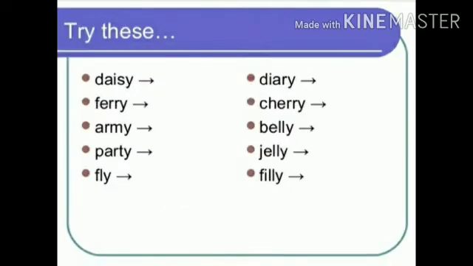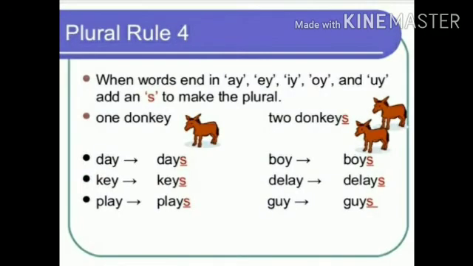Next is the task based on rule number 3. In rule 3 we have seen that if there is a consonant before y, then we change the y into i and then add es to change it into plural form.